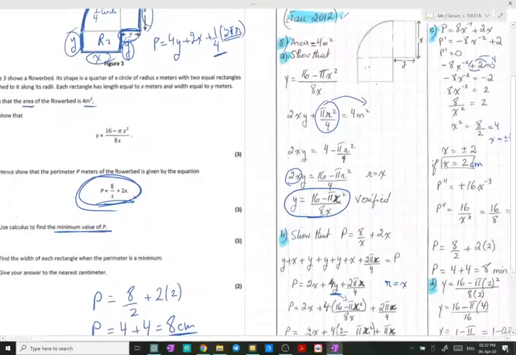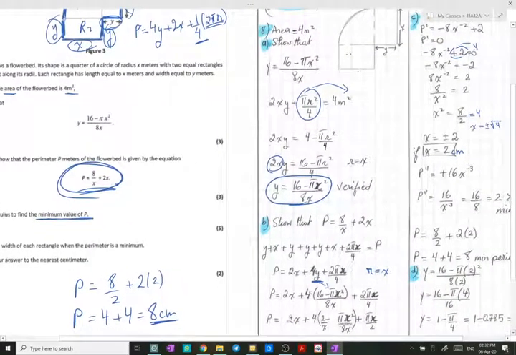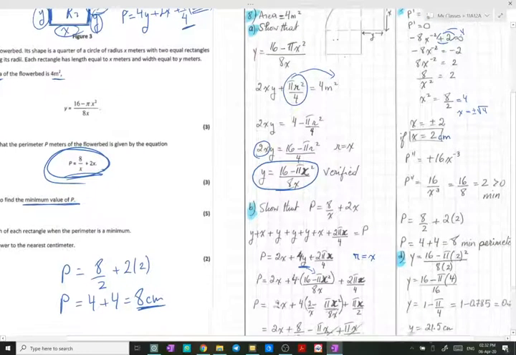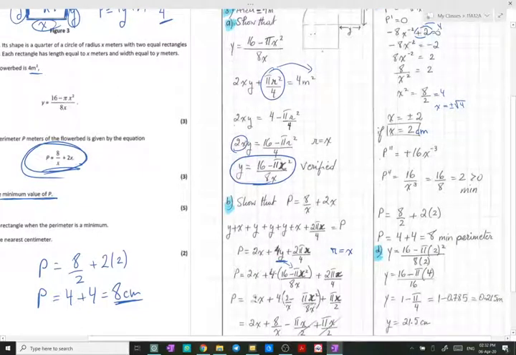Since we already found x, which is 2, and we proved that it gives us a minimum perimeter, we proved it by taking the second derivative, and when we replace x by 2, we get a value greater than 0, and when the second derivative is greater than 0, it means that we have the minimum value for P. Therefore we need to replace x, which gave us the minimum value of P, in the equation of y.